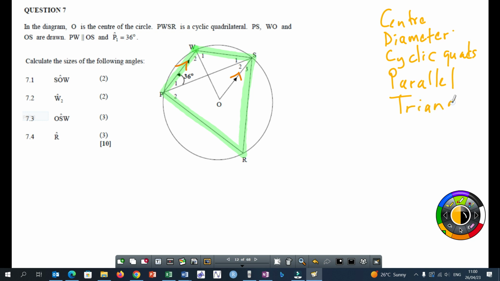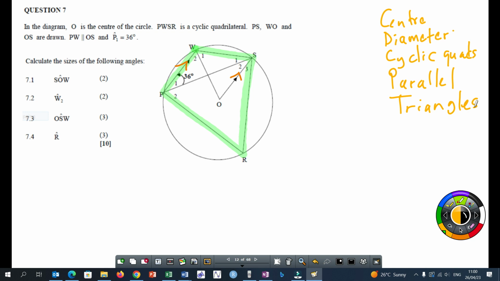Triangles are a major part of your geometry, because we know that the three interior angles add up to 180 degrees. Don't be scared because of the question or the diagram. Ask yourself, what information do I have?